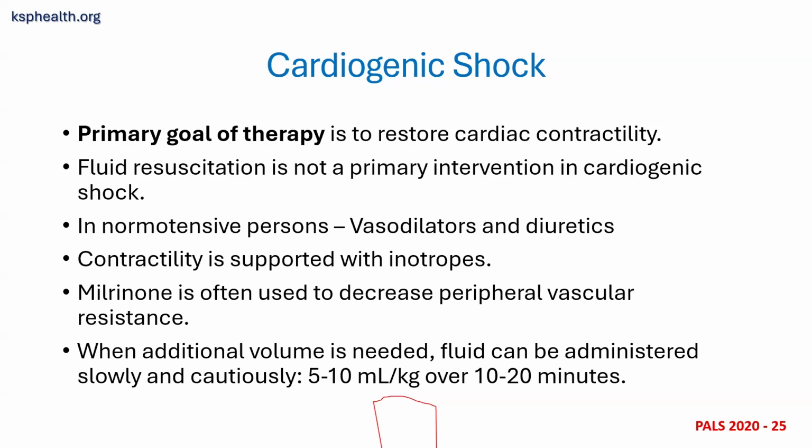When additional volume is needed, fluid can be administered slowly and cautiously. Typically, we give 5 per kilo and check the response. If the response is good, you can gingerly give fluid boluses. If the patient worsens, stop.